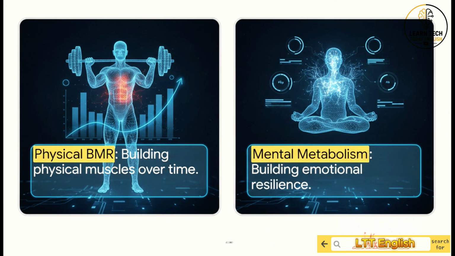The author talks about a muscular monk who could easily eat 15 chapatis and stay fit because his physical metabolism was incredibly fast from working on a farm, while others would gain weight instantly from that exact same diet. Well, we all have a mental metabolism too. Your capacity to process trauma and build emotional resilience takes time to develop, just like building physical muscles in the gym. The primary limitation here is that you absolutely cannot rush this process.